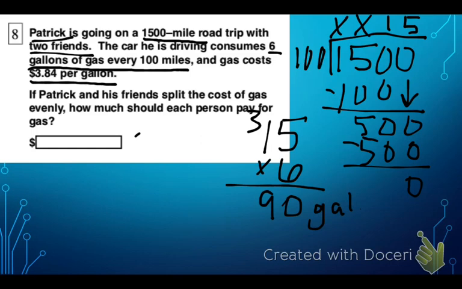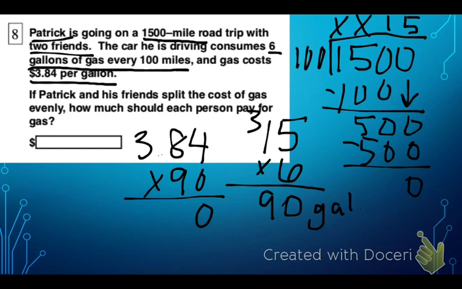We have 384 times 90. All right, so 9 times 4 is 36. 9 times 8 is 72, plus 3 would be 75. Carry my 7. 9 times 3 is 27, plus 7 would be 34. And then I need to make sure that I move my decimal over twice because I have 2 numbers after my decimal. So it looks like the total cost of gas here will be $345.60. However, my question is asking how much would each person pay if they split the gas evenly.